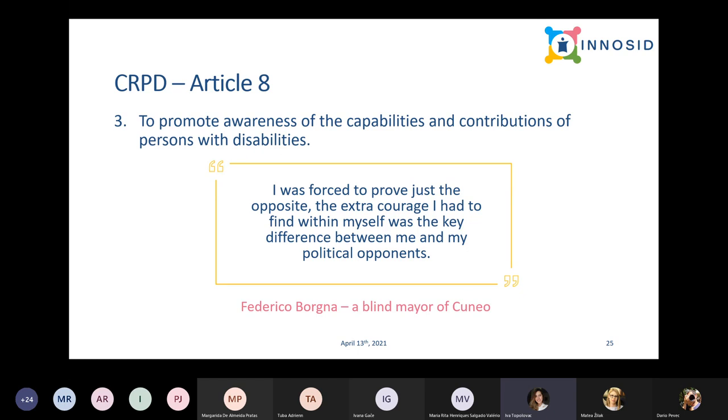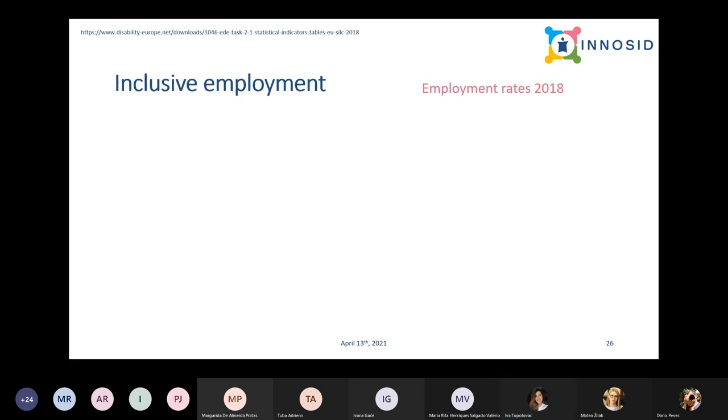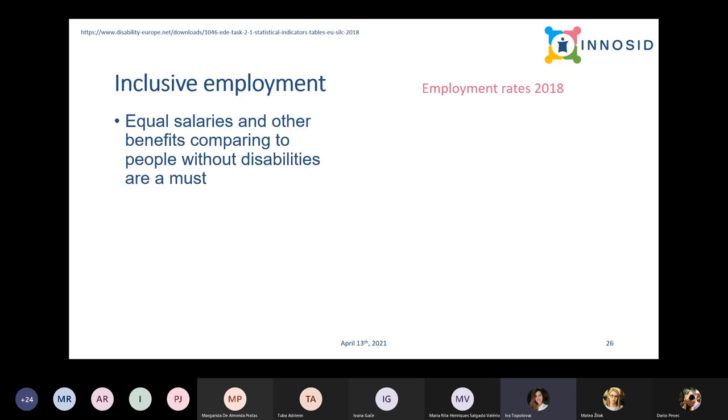However, he managed to become the mayor, and I think he was re-elected in 2017. He first became mayor in 2012. Moving on to inclusive employment.